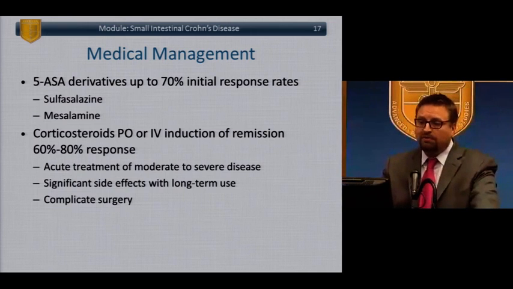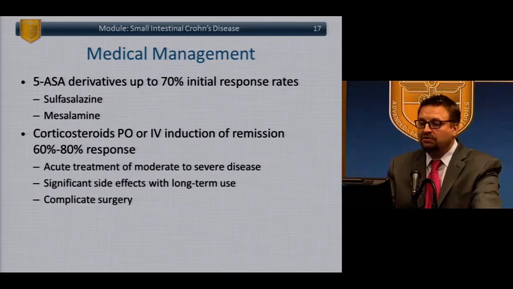Most patients, somewhere around 3/4 of patients, will have a reasonable initial response to ASA drugs like sulfasalazine, mesalamine. In the long term, these drugs are problematic as compliance is very poor. The frequent dosing and common side effects will force many patients to stop the drugs themselves.